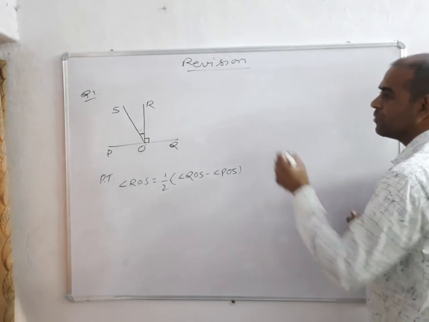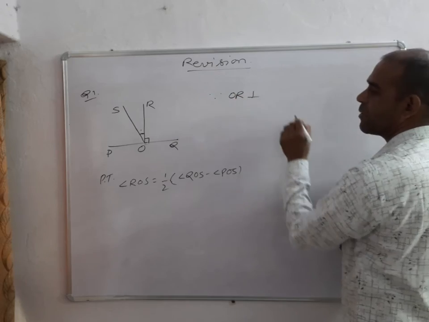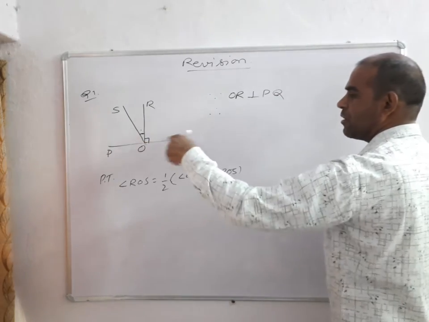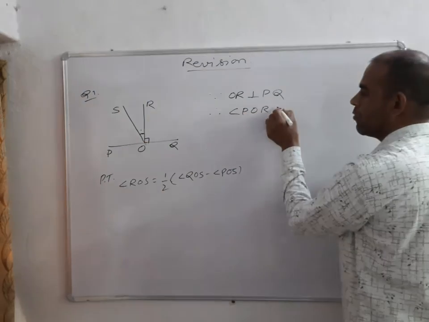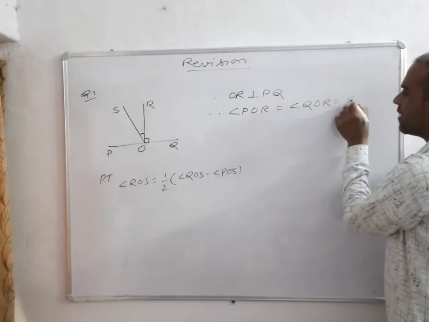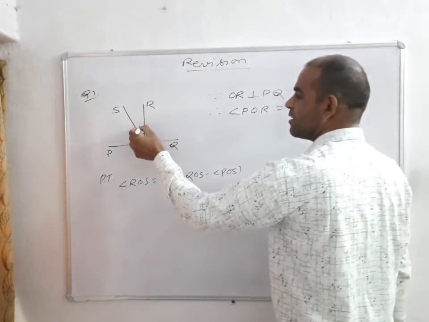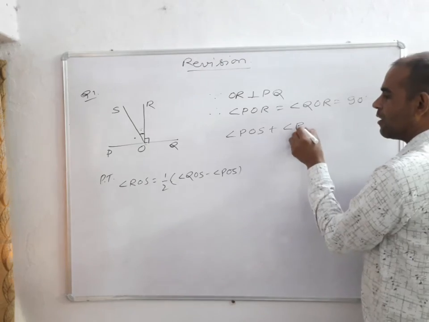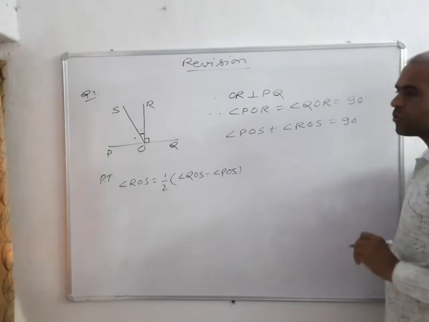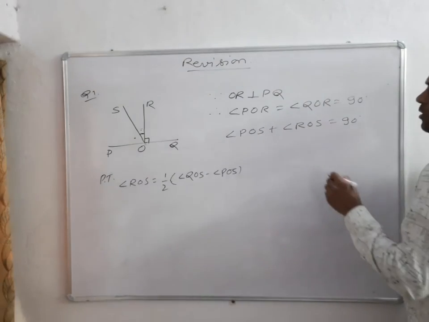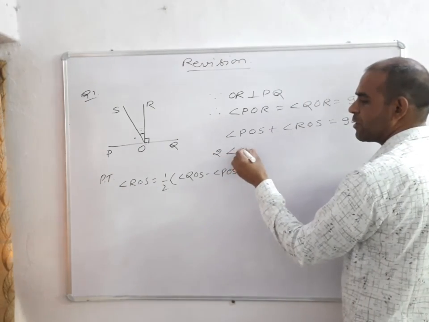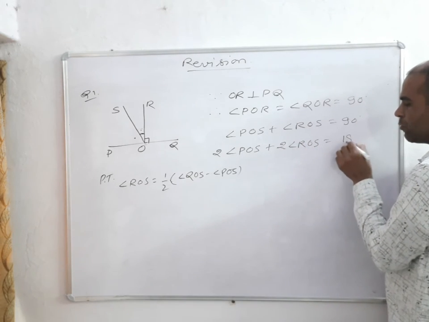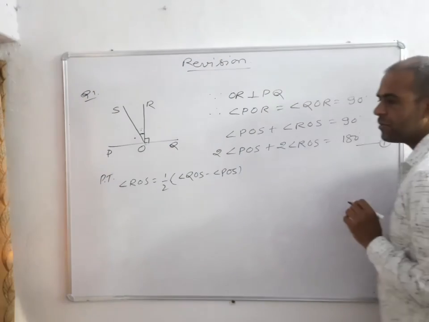So first of all, since OR is perpendicular to PQ, therefore angle POR and QOR both are 90 degrees. So sum of this angle is, angle POS plus angle ROS equal to 90 degrees. Multiply 2 on both sides. So twice of angle POS plus twice of ROS equal to 90 into 2, 180. This is the first equation.